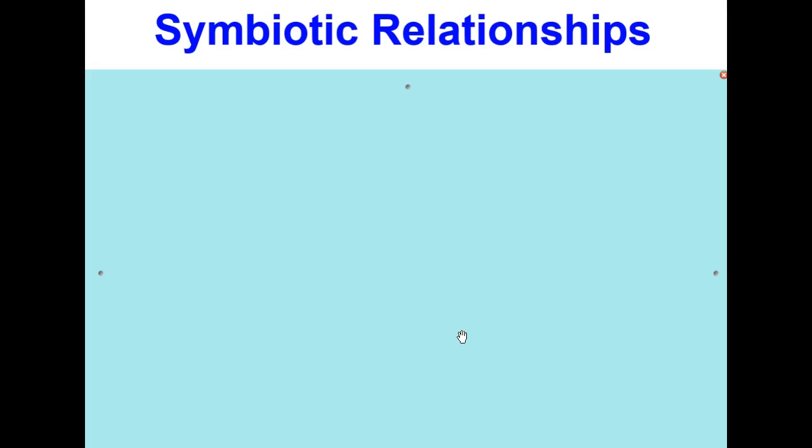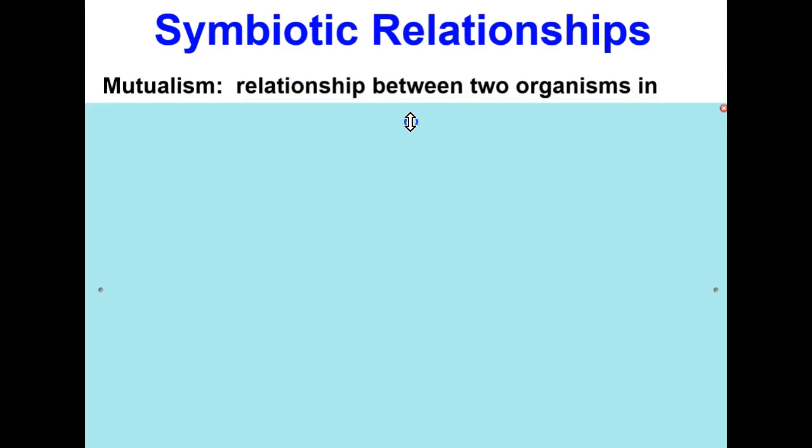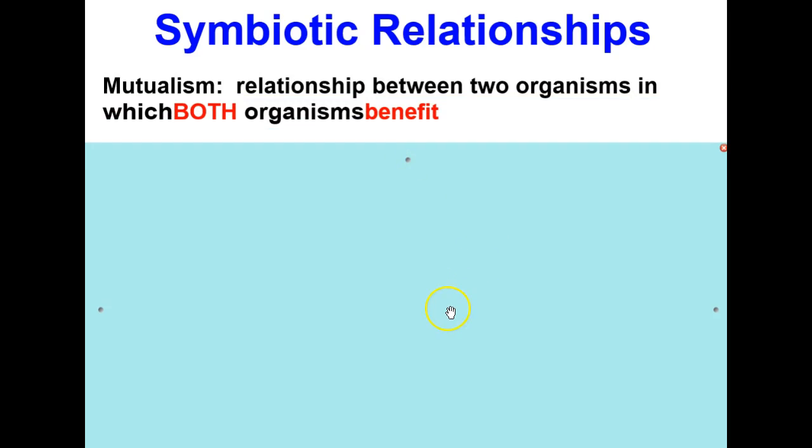Next, let's discuss symbiosis. Symbiosis is a relationship between two organisms. There are three types of symbiotic relationships. The first type of symbiotic relationship we'll look at here is called mutualism. Mutualism is a relationship between two organisms in which both organisms benefit from the relationship. You can remember this one because of mutualism.